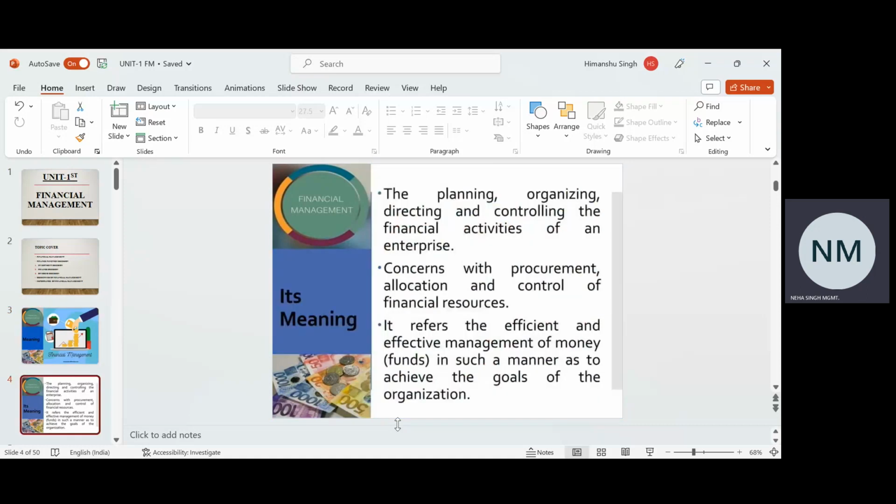Moving towards our next slide, which tells about the meaning. So, the meaning is the planning, organizing, directing, and controlling the financial activities of an enterprise. It refers to the efficient and effective management of money in such a manner so that the organization can achieve its goal. If I talk about the goals of an organization, there are two primary goals. First one is profit maximization and second one is wealth maximization.